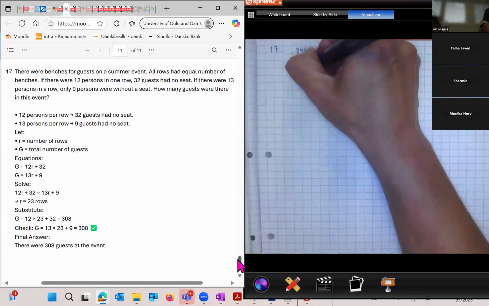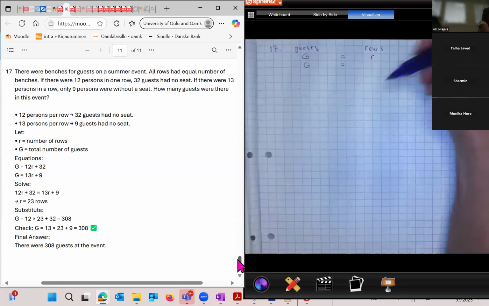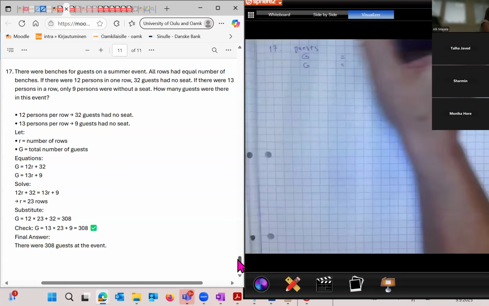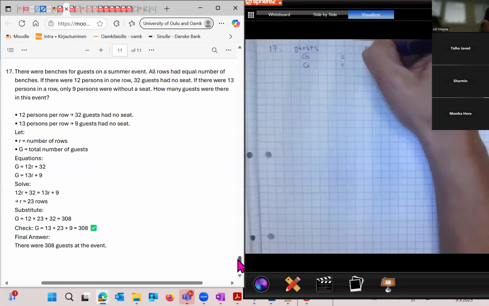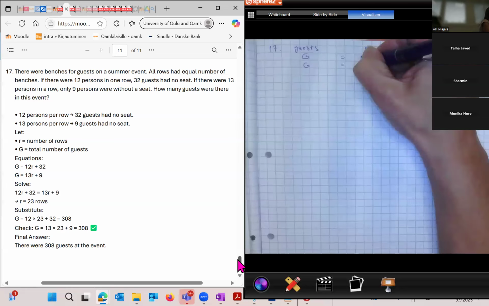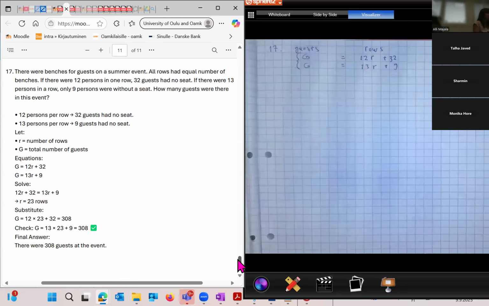So you always have, of course, the same number of guests, but then you don't know in how many rows you want to put them. Of course, maybe you want to have a seat for as many as possible. Yeah, maybe you need to fit them all, then maybe you need one more row. Maybe you don't want to leave anybody without a seat. But you had some information there. If 12, then it was 32 without 13, and now it's 9 without. This is actually, what is it called?